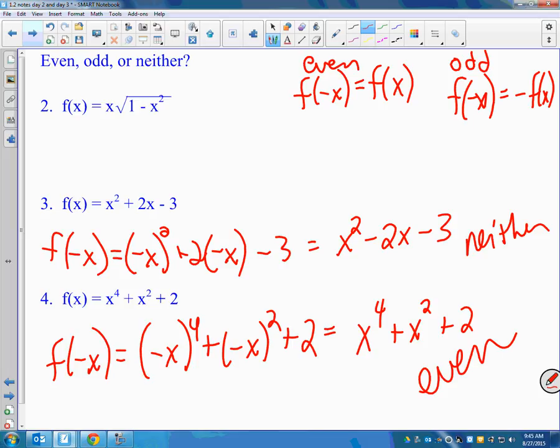All right, what about number 2? If I plug a negative x in there, I'm going to get negative x out front. And then in here, the negative for the x squared is just going to go away, right? It's just going to stay 1 minus x squared. It's definitely not even because we have a negative out there. My question is, is it odd or is it neither? Or are you unsure?